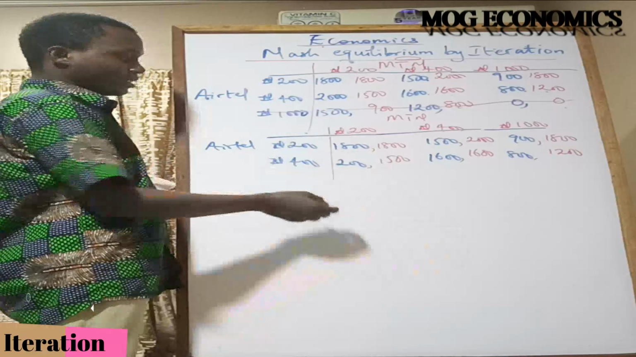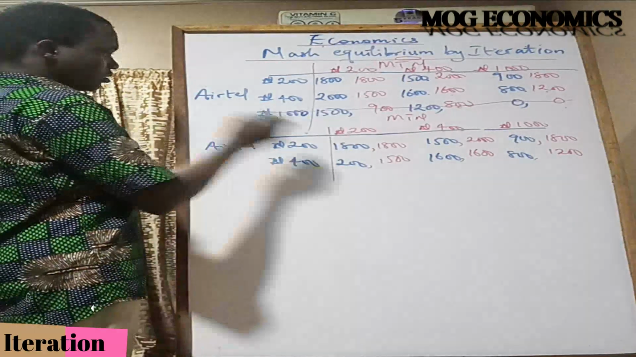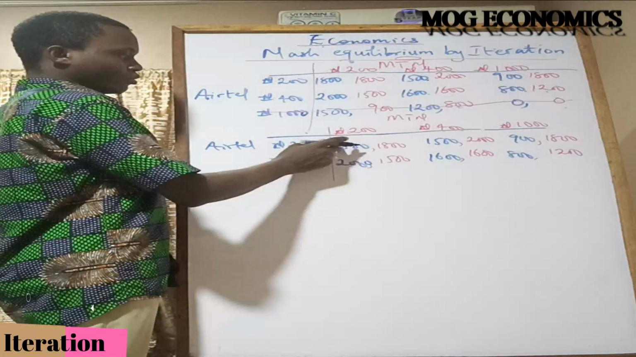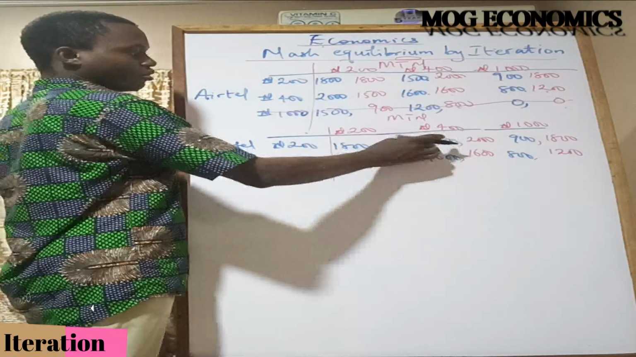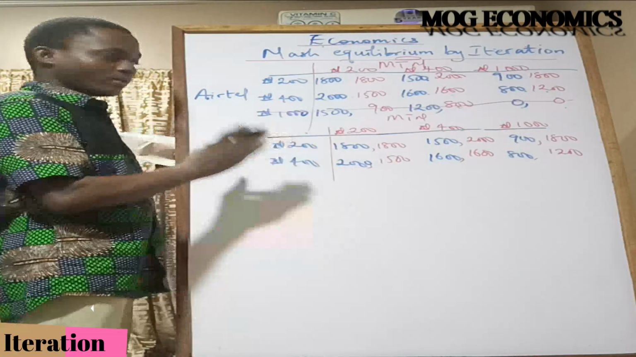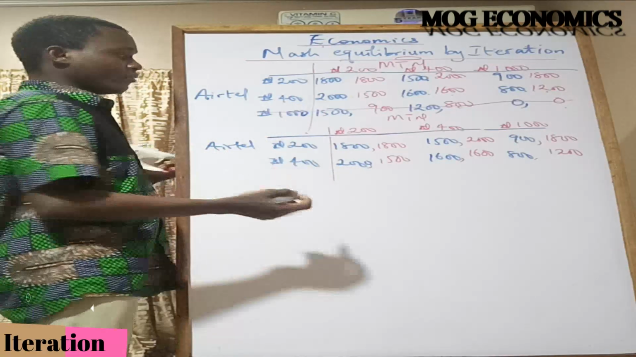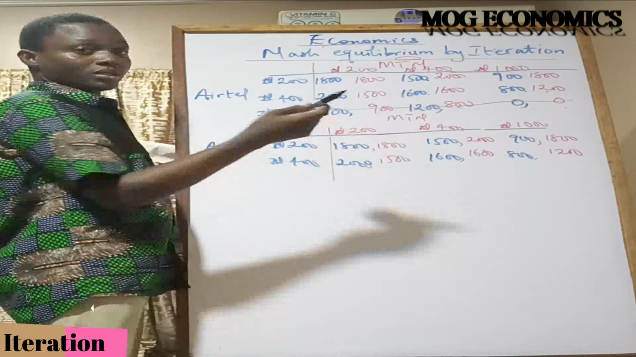Now that you've done that, let's see if there is another strictly dominated strategy here. Looking at Airtel, this is 2000. 2000 is better than 1/8. 1/6 is better than 1/5, but 800 is not as good as 900. So we leave Airtel alone. So let's compare MTN. For MTN, is there a strictly dominated strategy?